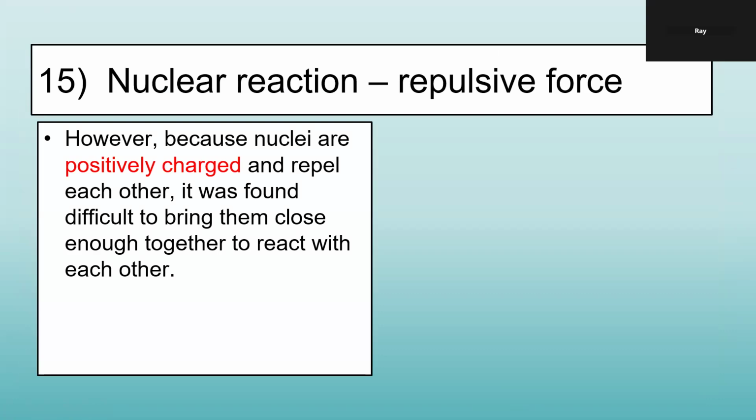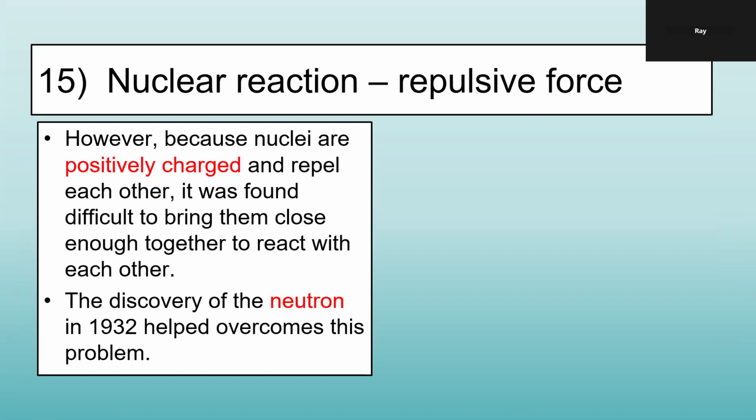However, because nuclei are positively charged and repel each other, it was found difficult to bring them close together to react with each other. Right? Remember, the nucleus is positively charged. So to bring one nucleus to another, you have to overcome the repulsive force between them. So you have to provide energy for the nuclei to be pushed together. The discovery of the neutron in 1932 helped overcome this problem.